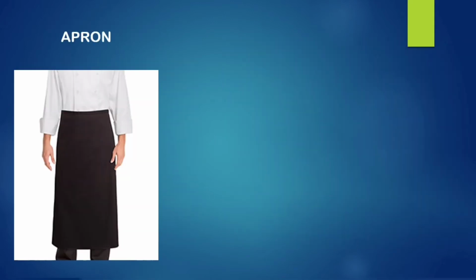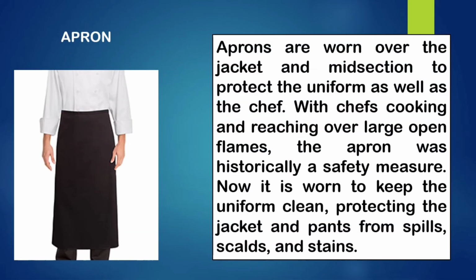Apron. Aprons are worn over the jacket and midsection to protect the uniform as well as the chef. With chefs cooking and reaching over large open flames, the apron was historically a safety measure. Now, it is worn to keep the uniform clean, protecting the jacket and pants from spills, scalds, and stains.